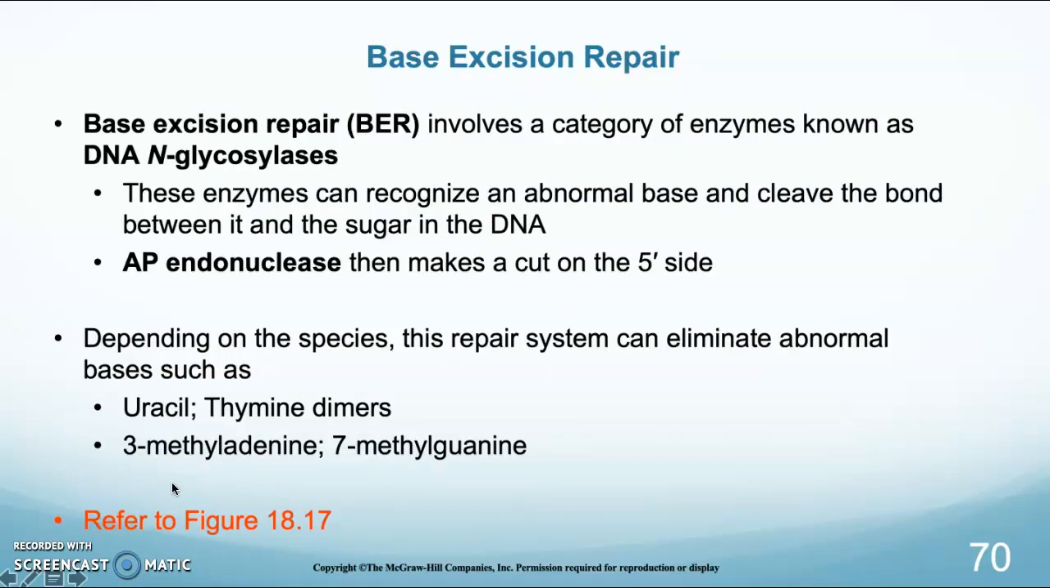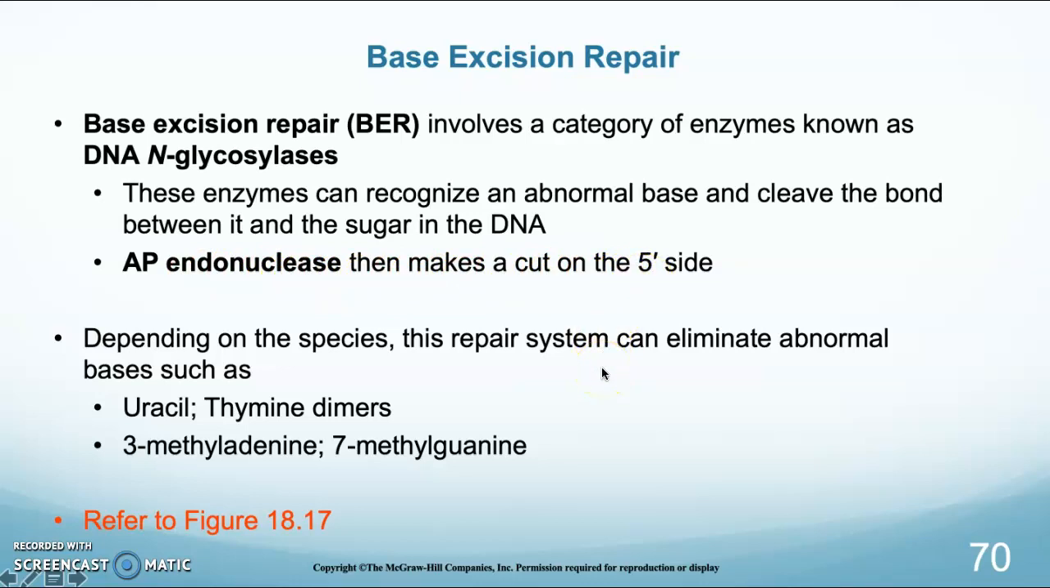I also talked about base excision repair. In this case, it involves a category of enzymes known as DNA N-glycosylases. These enzymes can recognize an abnormal base and then break the bond between it and the sugar in the DNA. That gets the process started, and then we have something called an AP endonuclease that makes a cut on the 5' side.